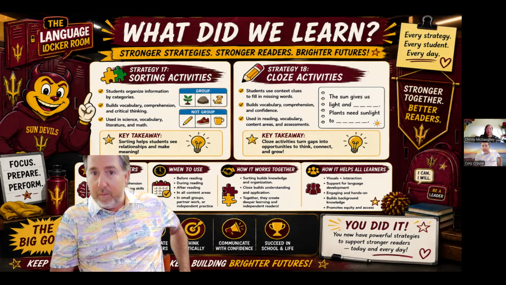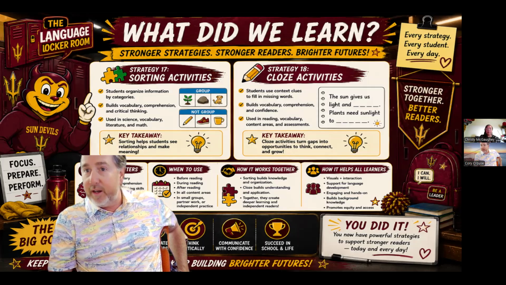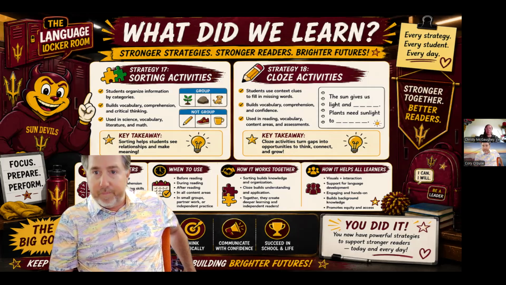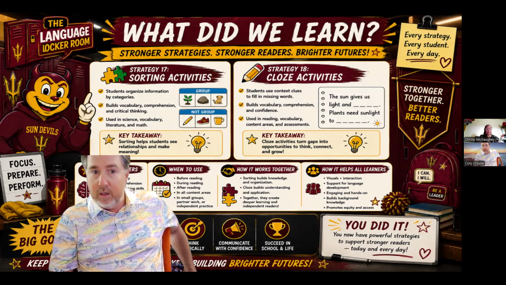As far as strategy 18, cloze activities, students use context clues to fill in missing words. It builds vocabulary, comprehension, and confidence. It's used in reading, vocabulary, content areas, and assessments. And why it matters: it builds vocabulary, and that's what we're looking for. We're looking to improve comprehension, strengthen thinking skills, increase confidence, and prepare students for the real world of reading.